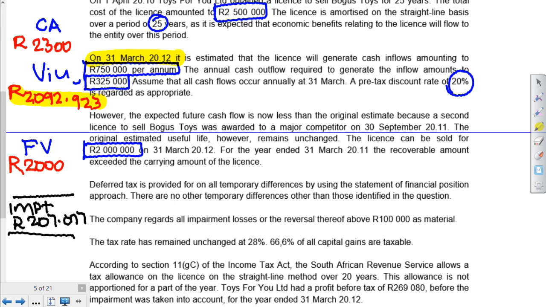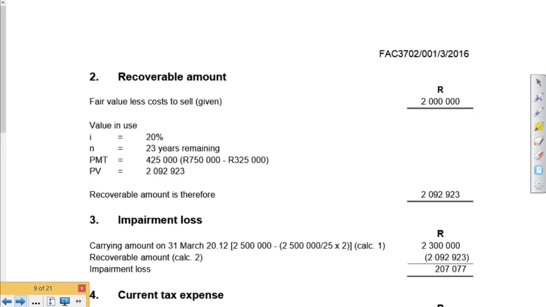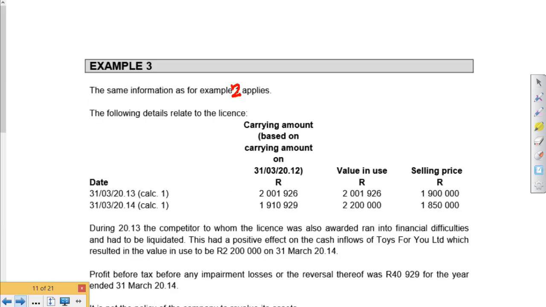All agree with those numbers? All right, so as at March 12, my impairment is 207,077. My new carrying amount is my impaired amount, 2,092,923. And my remaining life at that stage is 23 years. Do you agree? 23 years. Okay. We fast forward. I'll come back and show you disclosure. We fast forward to example 3.